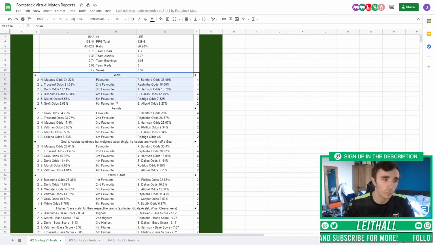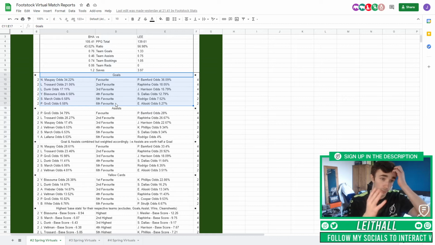So we start off with the goal percentage. There's lots of things that go into the formula to produce these percentages.